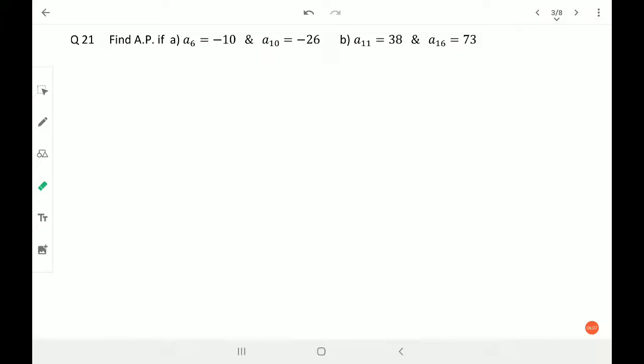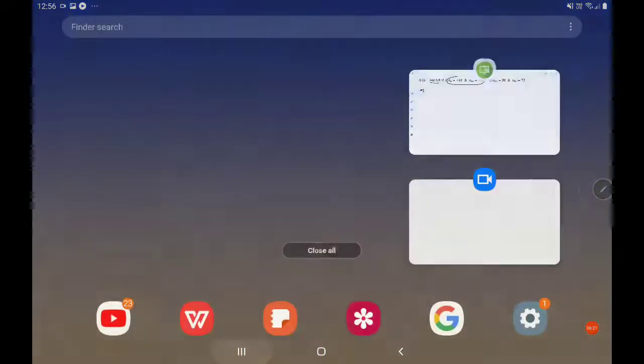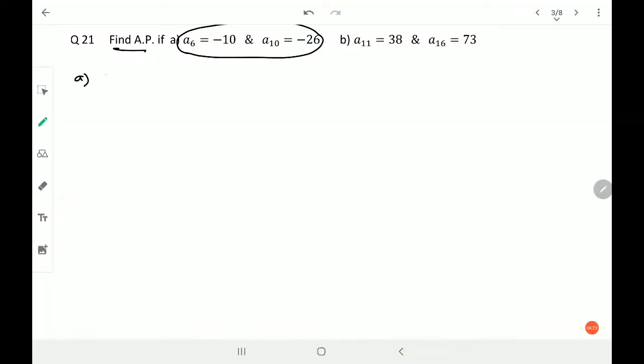देखो, you have to find AP if these two things are given. Okay, forget about the second question. I'm going to solve only A, so forget about the second one. Second you can do it yourself. So I know that A6 is equal to -10. A6 is equal to -10. I know this, isn't it? And A10 is equal to -26. ये given है, ठीक है?